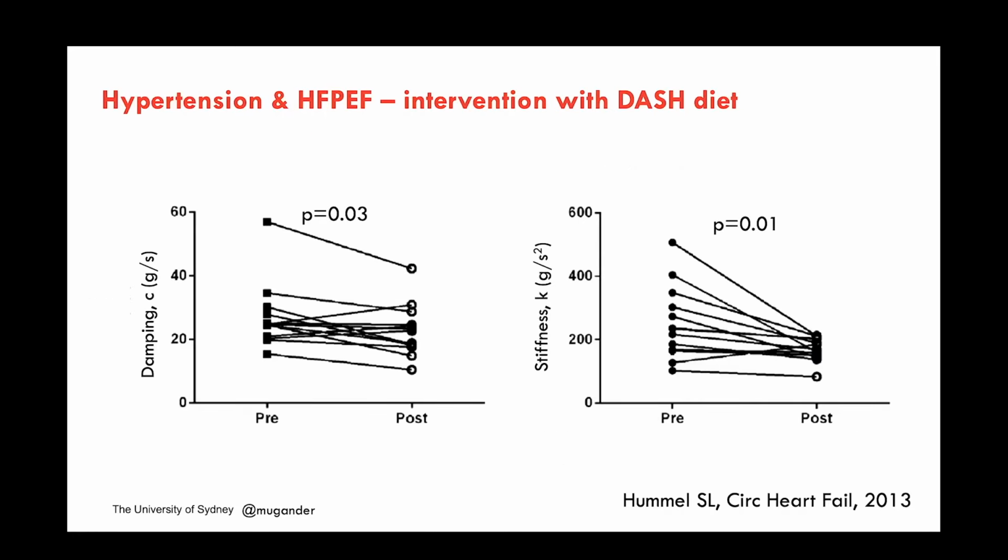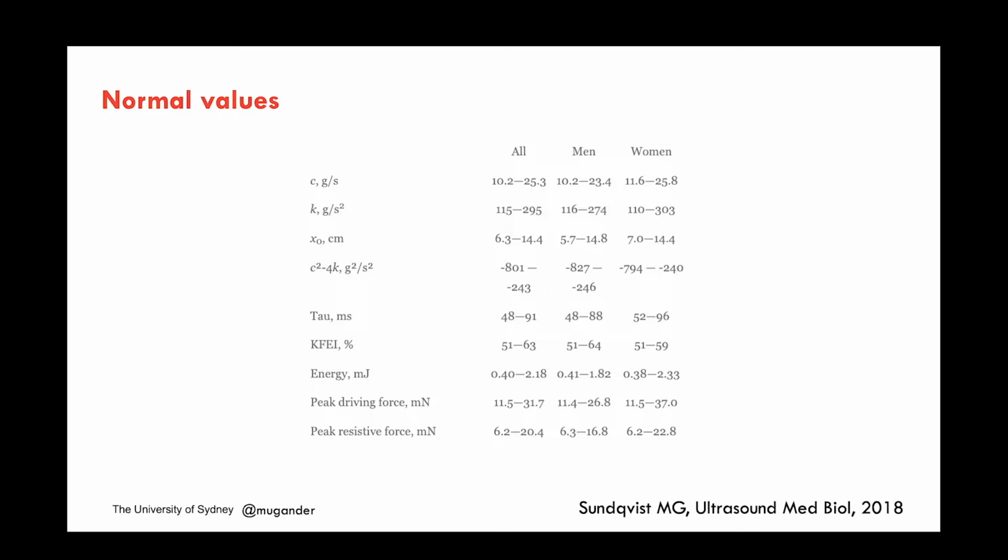Furthermore, you can intervene upon these parameters. If you have the setting of hypertension and HFpEF, and you intervene with the DASH diet, you can both reduce the damping and the stiffness of the left ventricle. So it's an intervenable and measurable endpoint. We have normal values published that you can take a look at. And so we have an accessible method, normal values. We know we can intervene upon it, and we have the ability to characterize different diseases to see of potential therapeutic benefit.